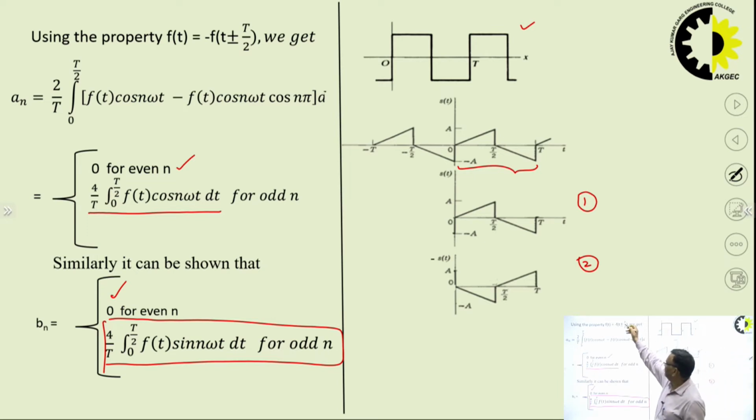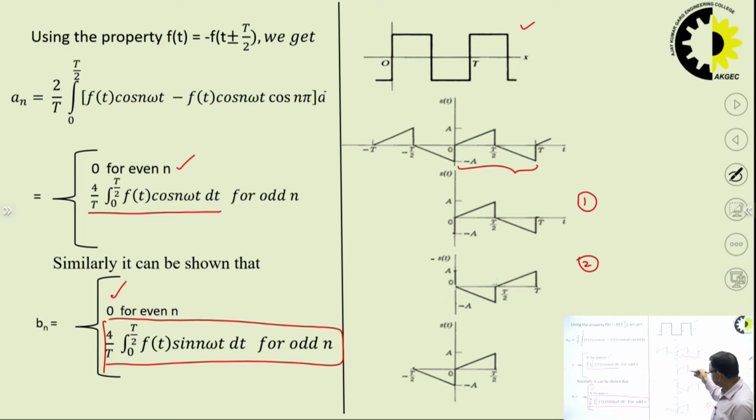It is plus minus T by 2. If you take minus f(t minus T by 2), it means it is delayed by T by 2. If you take minus f(t plus T by 2), it means the function is advanced by T by 2. So either way, we can shift the function left or right by T by 2. This is the third step: the function is shifted by T by 2, as we can see here.